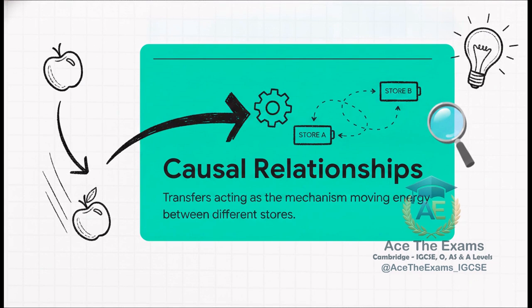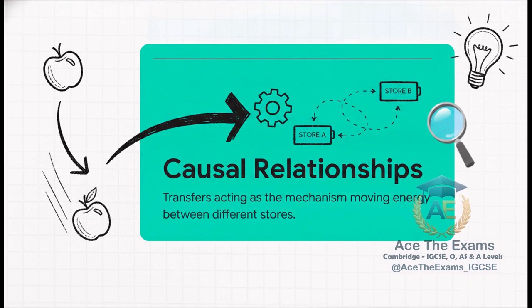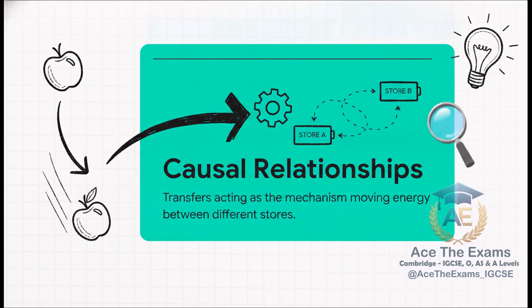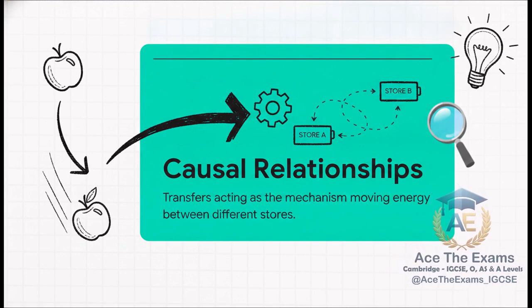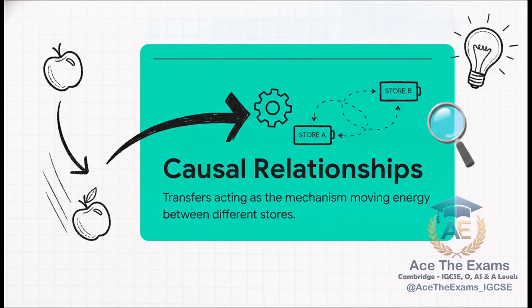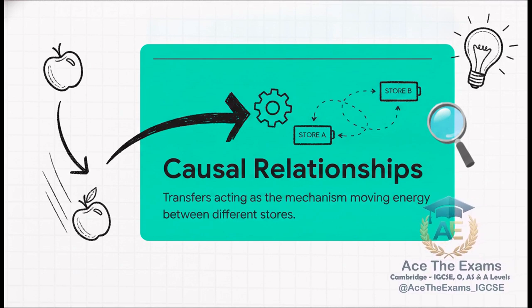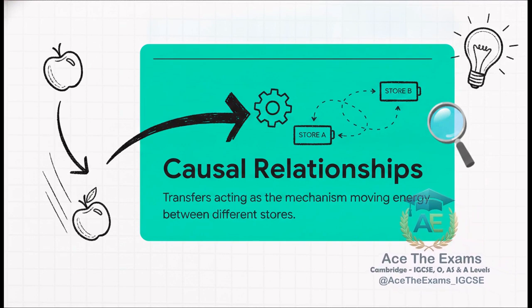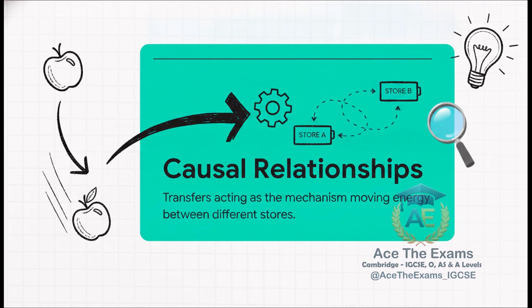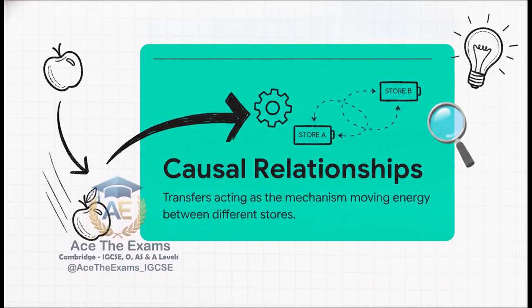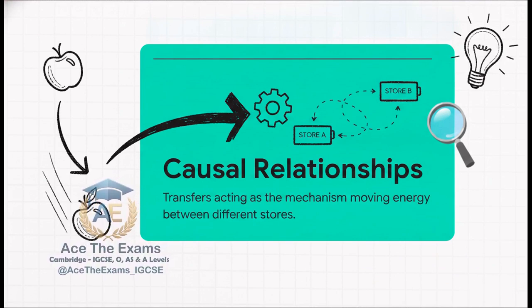Now we need to connect those two concepts. It is absolutely vital to understand this definition of causal relationships. Energy transfers are the mechanisms. They are the active pathways that act as the bridge moving energy from one store to another. For example, think of a heavy box falling off a shelf. The mechanical force, which is the transfer, moves energy from the gravitational potential store of that falling box into its kinetic store. To structure this perfectly, you should use the PEEL framework: point, evidence, explanation, link.